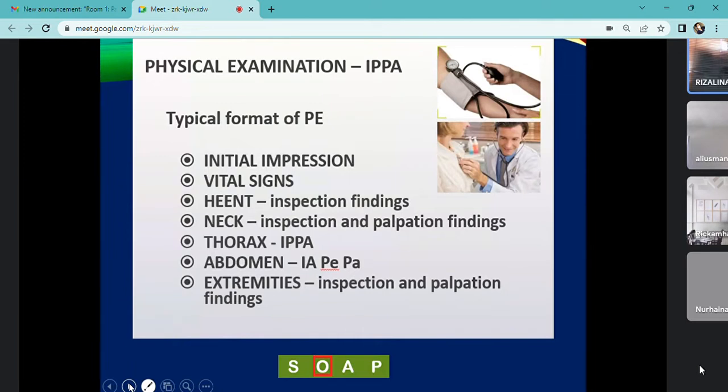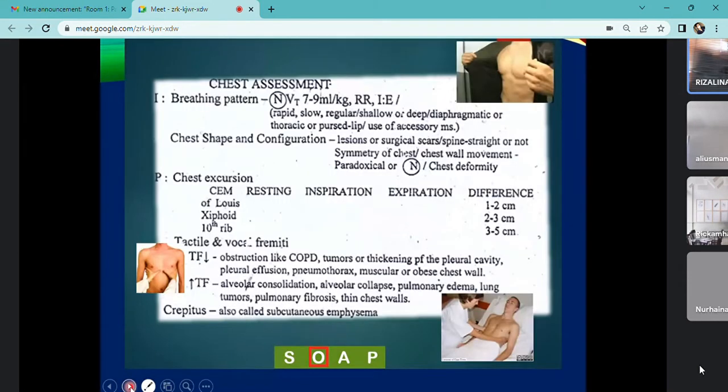For the thorax, we are applying the IPA. For the abdomen, we are applying inspection, auscultation, percussion, and palpation. And for the extremities, we are inspecting and palpating to see the relevant findings. Okay, so this is all that we examine for the inspection as RT.